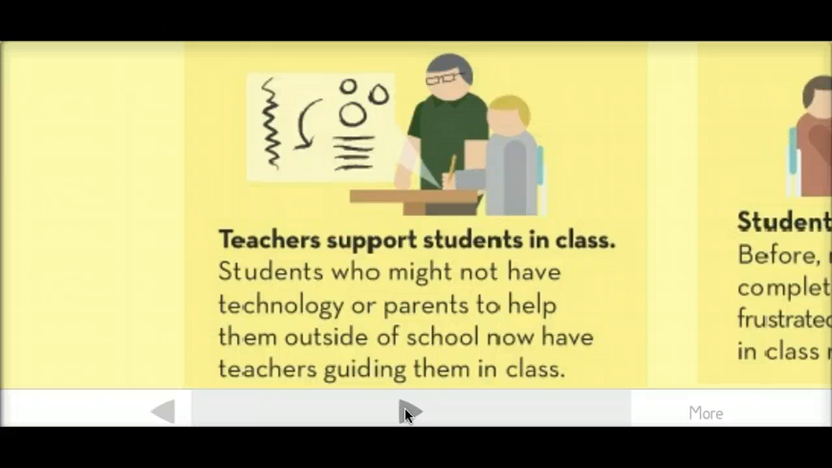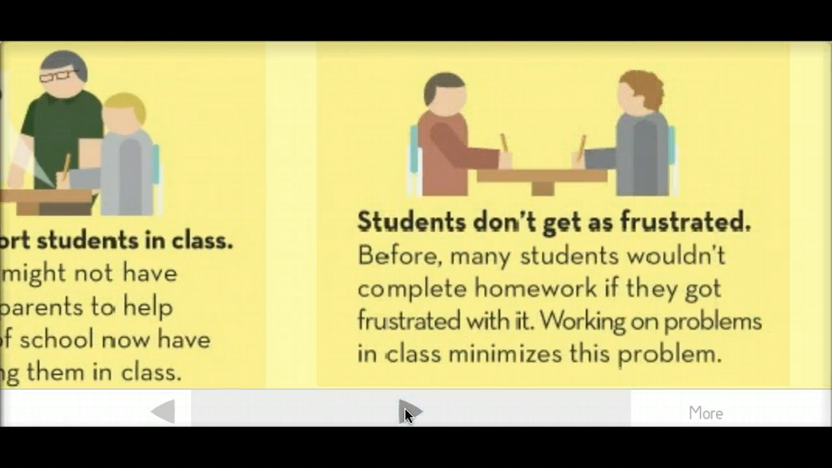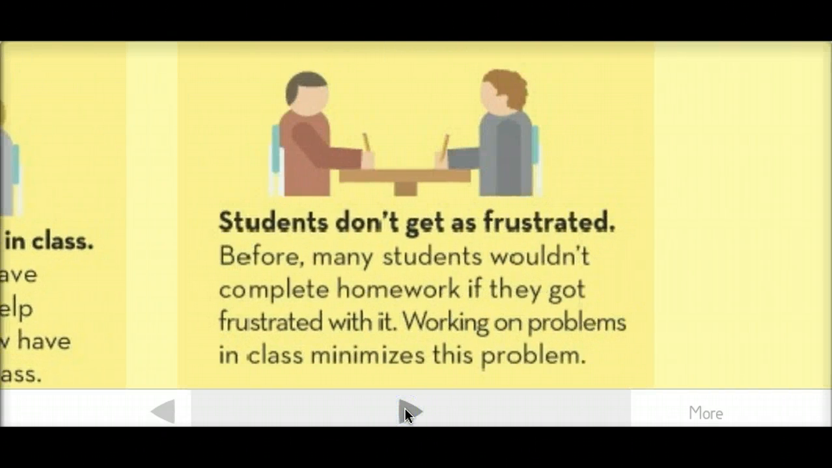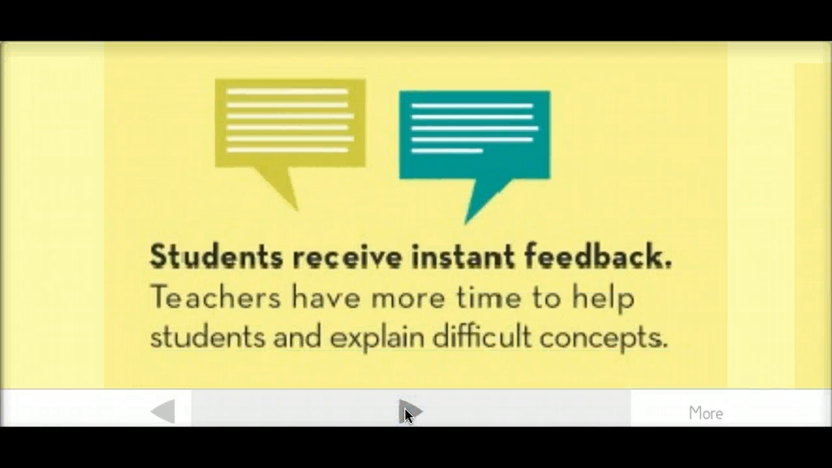So, in the flipped classroom, teachers support students in class. Students who might not have technology or parents to help them outside of school now have teachers guiding them in class. Students don't get as frustrated. Before, many students wouldn't complete homework if they got frustrated with it. Working on problems in class minimizes this problem. Students receive instant feedback. Teachers have more time to help students and explain difficult concepts.